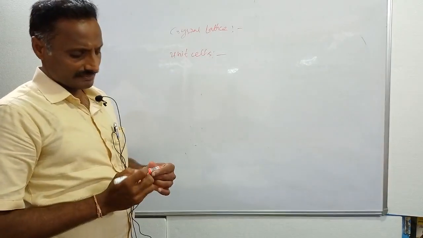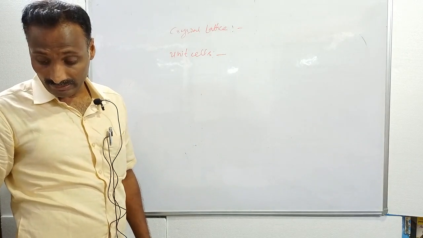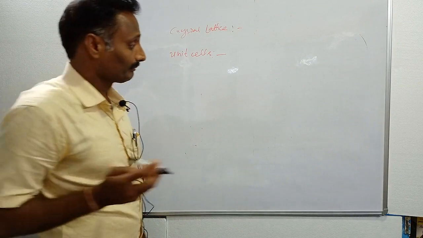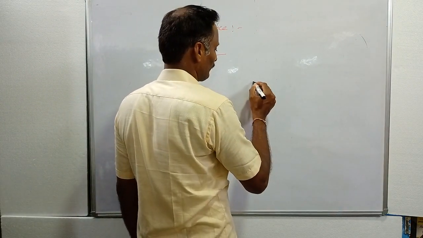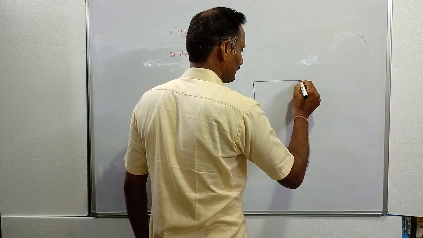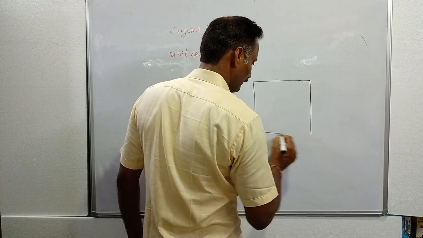Then what is a crystal lattice? A crystal lattice is nothing but a regular three-dimensional arrangement of particles in space. For example, we are drawing a crystal lattice.